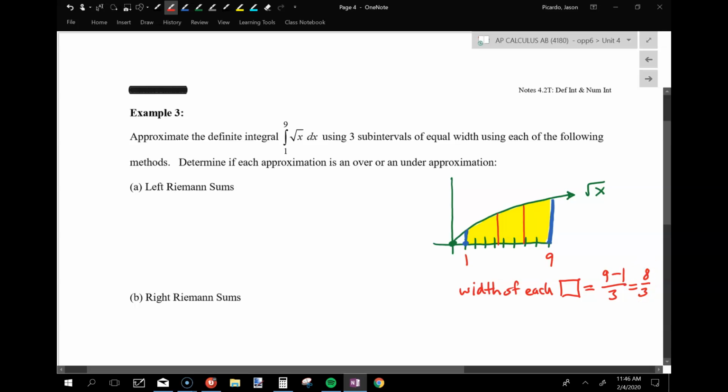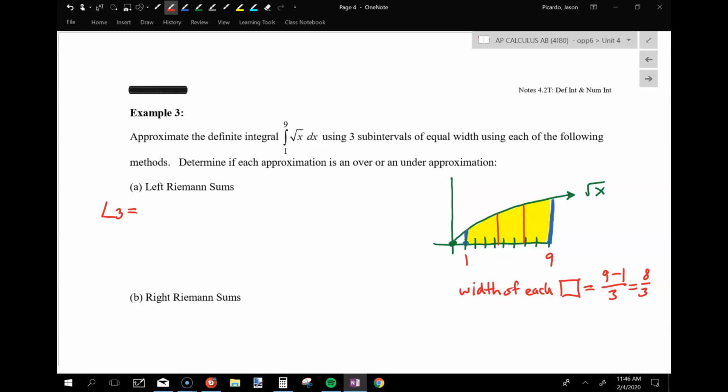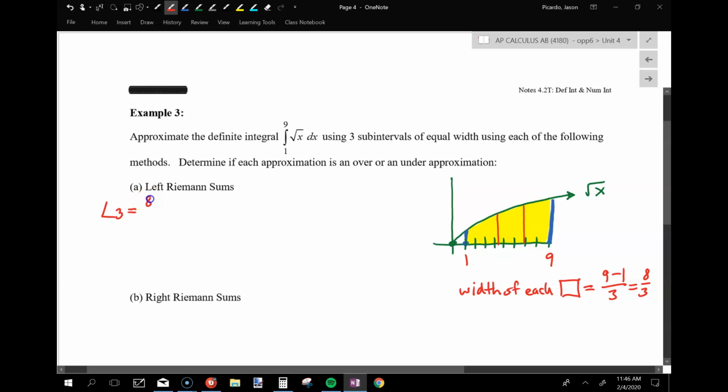So there's our 8/3. Everybody comfortable with that? So I need left side sums. L3 equals, why did I say L3? Left side with 3 parts, right? All right, L3 equals, well, it's length times width, right? So it's going to be 8/3. Oh, sorry. Yeah, you're right. I keep making that mistake.